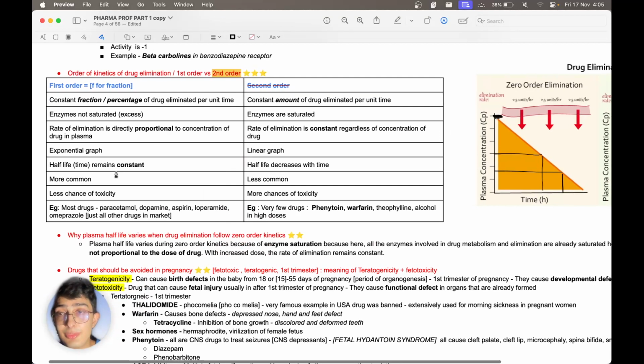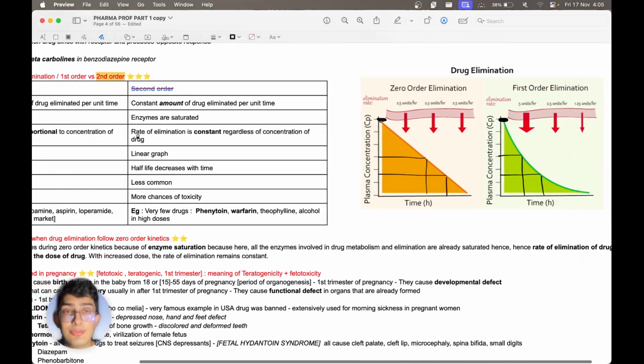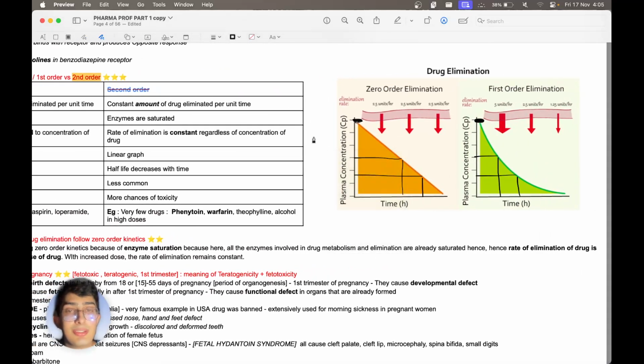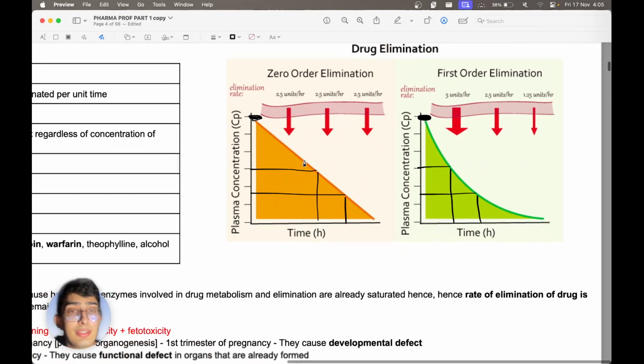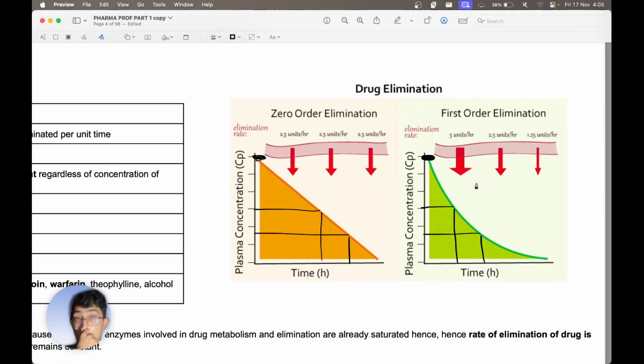Now, if you draw the graph, this is what I got from the internet. It helps to understand it better. If you draw a graph of first order elimination kinetics, the graph will go like this. It's going to be an exponential graph.